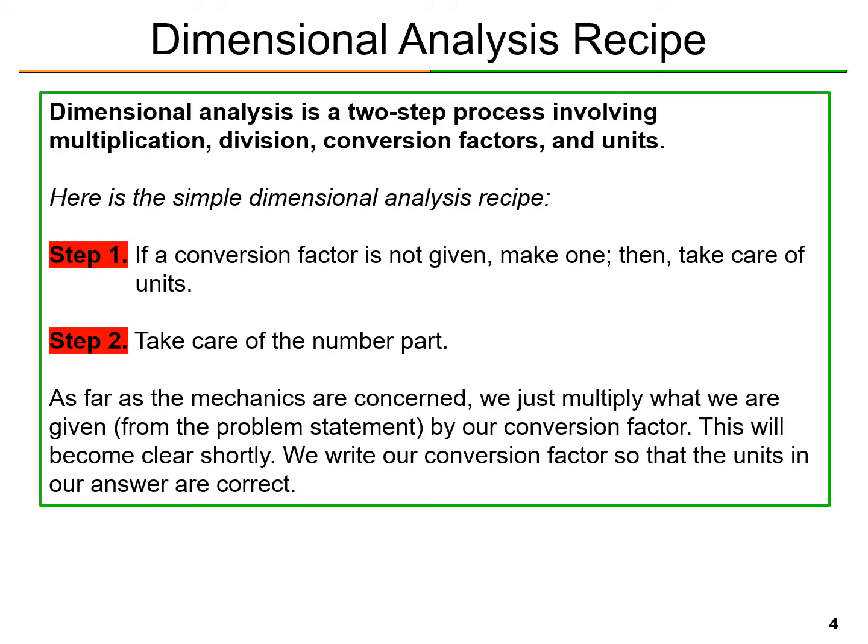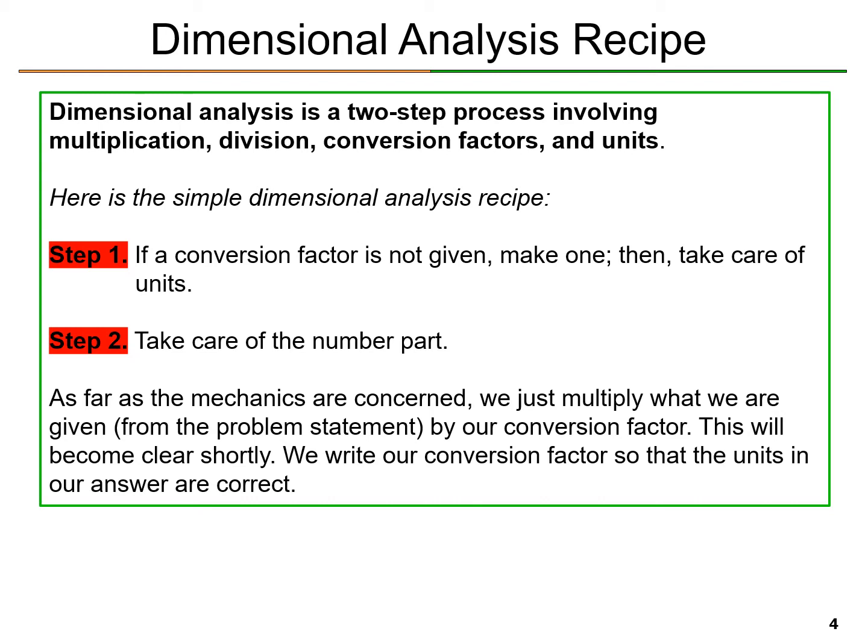Here's the dimensional analysis recipe that you need to master, because you'll be using this for the rest of your life. It's a 2-step process involving multiplication, division, conversion factors, and units. Step 1. If a conversion factor is not given, then you have to make one. Then take care of the units part of the problem. Step 2. Take care of the number part of the problem.